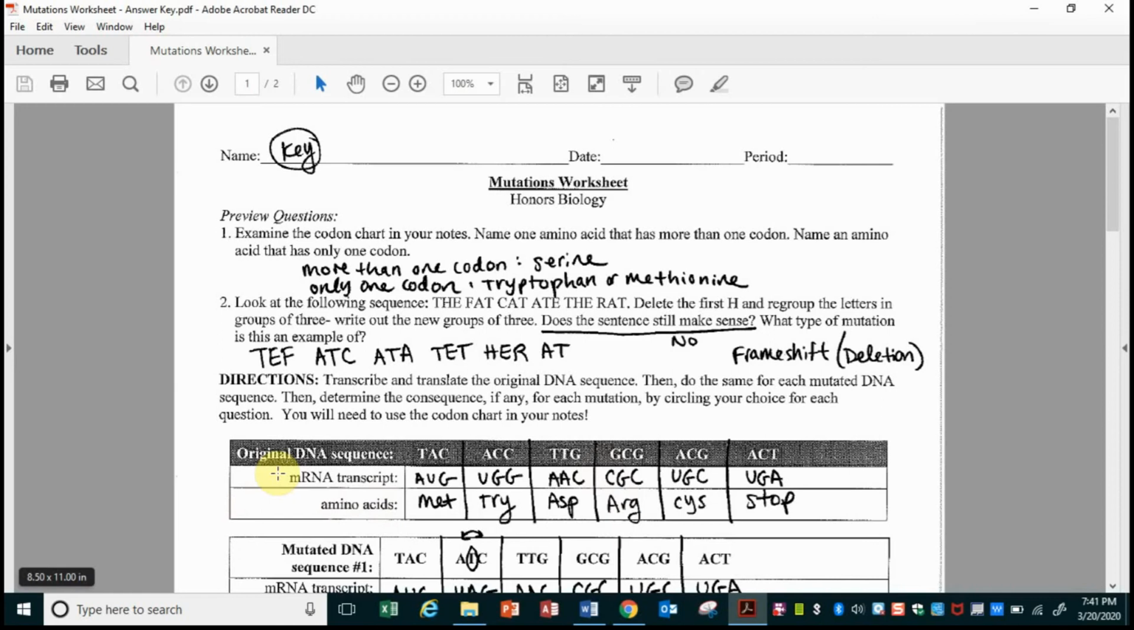Okay. Then they ask you to look at the following sequence. The fat cat ate the rat. They ask you to take out the first H and then to group the letters again in groups of 3. But notice that when you do that, the sentence no longer makes sense. Because we deleted a base, this is a frame shift mutation. It shifted how we read the sentence, and specifically a deletion mutation.